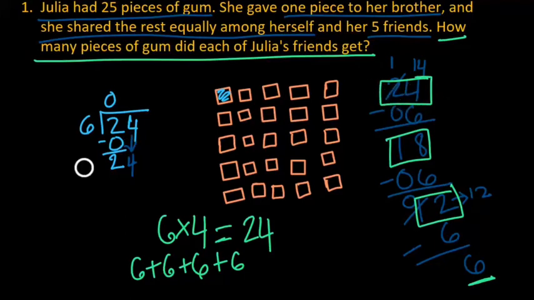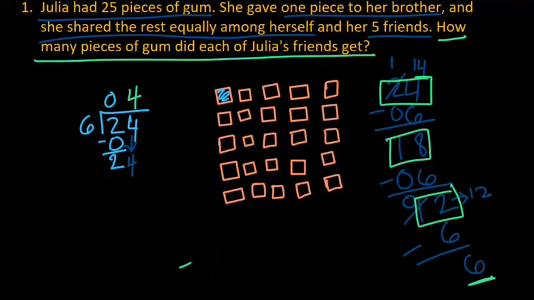So that means 24 divided by 6 is equal to 4, because 6 times 4 is equal to 24. So we found that. 24 divided by 6 is equal to 4.